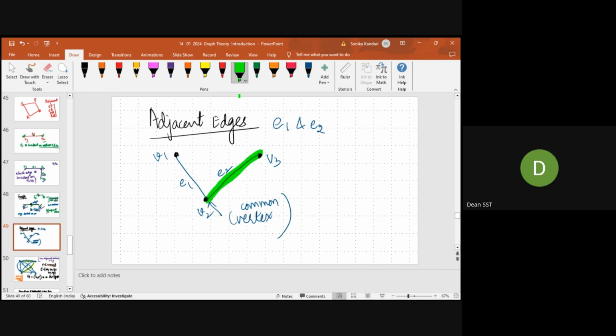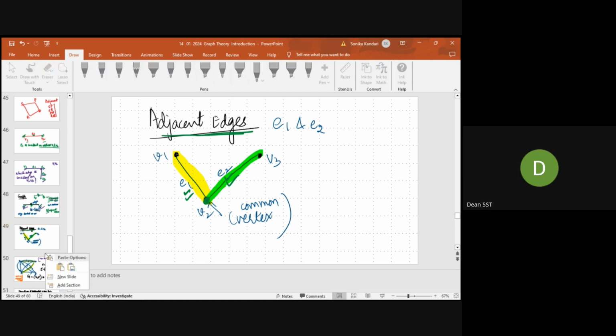This is edge E2. Tell me the name of this edge. E1. So can we say that E1 and E2 are adjacent edges? Yes, ma'am. Because they have a common vertex.